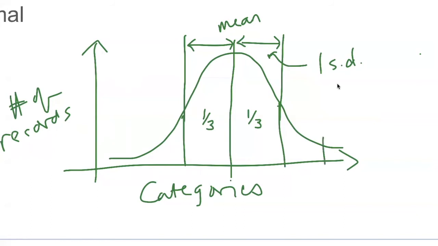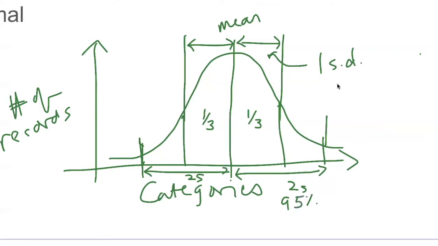And if you go a second standard deviation out, so now we're 2 standard deviations out, then here to here, if I go from 2 standard deviations below the mean up to 2 standard deviations above the mean, then you should get about 95% of the data in that range if your data set is approximately normal. And if you go 3 standard deviations out, you should get about 99.6% of your data in that range within 3 standard deviations of the mean.